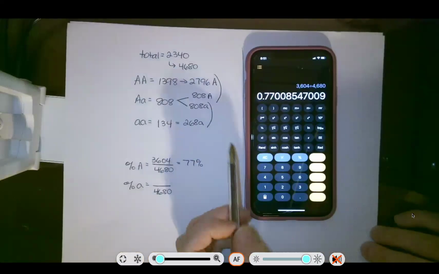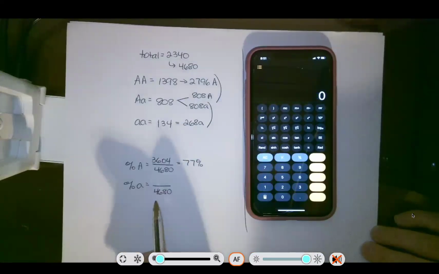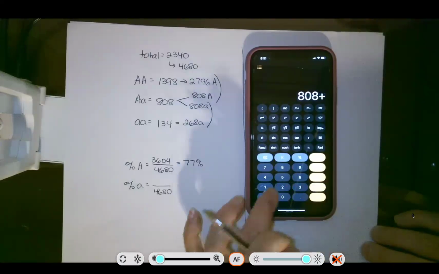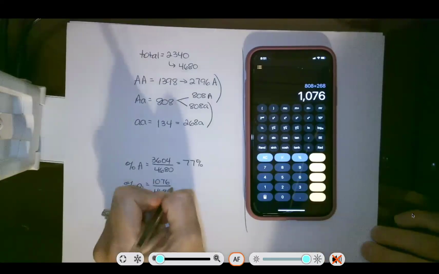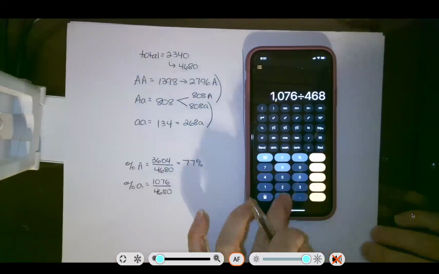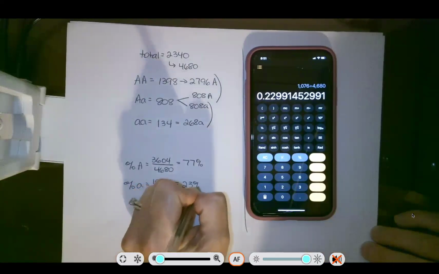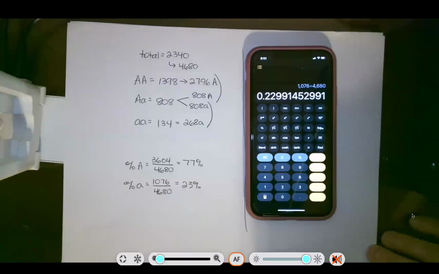You can multiply it times 100, or you can just move that decimal point over 2 places. My other one will be 808 plus 268. That is 1,076 divided by 4,680. And that is 23%. I'm just going to round it to the nearest whole number. All right, so those were my allele frequencies in the original population.